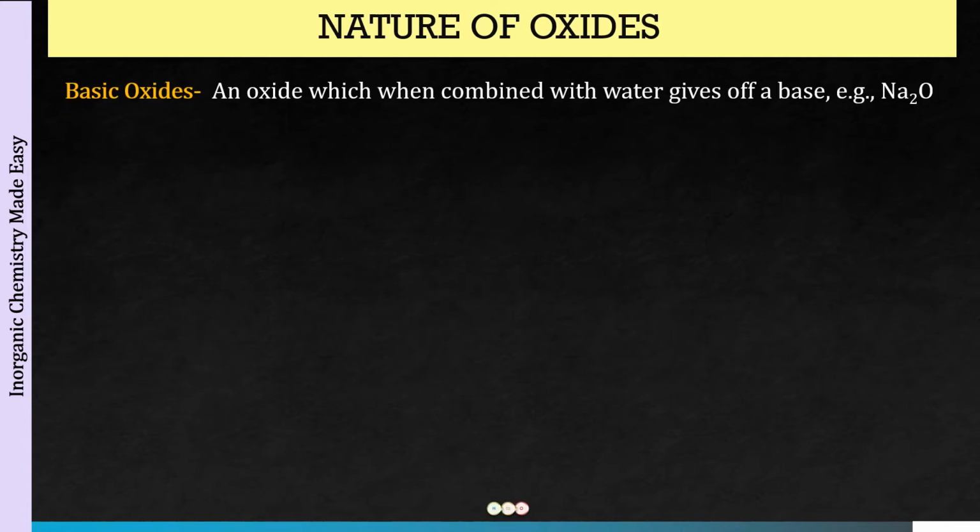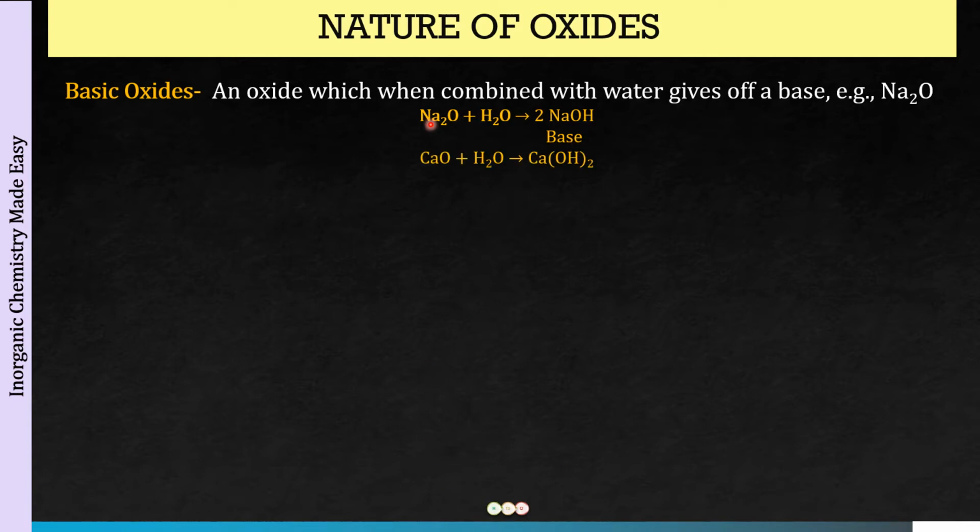So let us see them one by one. We have first of all basic oxides. So a basic oxide is that which, when combined with water, gives off a base. For example, we have Na2O. So when we add water to it, what it will be forming is NaOH, and NaOH, you all know, is sodium hydroxide. This is a base, right? So when the hydroxide is a base, the oxide is also going to be basic in nature, or you can say that when the oxide is basic in nature, the hydroxide is also going to be a base. Okay, so that will be also basic in nature.